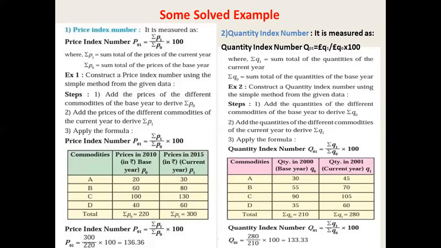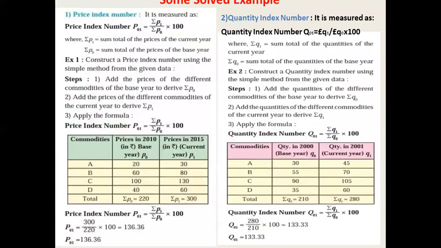Now, what is the figure for summation of Q0? It's 210. Summation of Q1 is 280 and summation of Q0 is 210. So we apply 280 divided by 210, multiplied by 100, and your answer is 133.33. That is called the quantity index number.